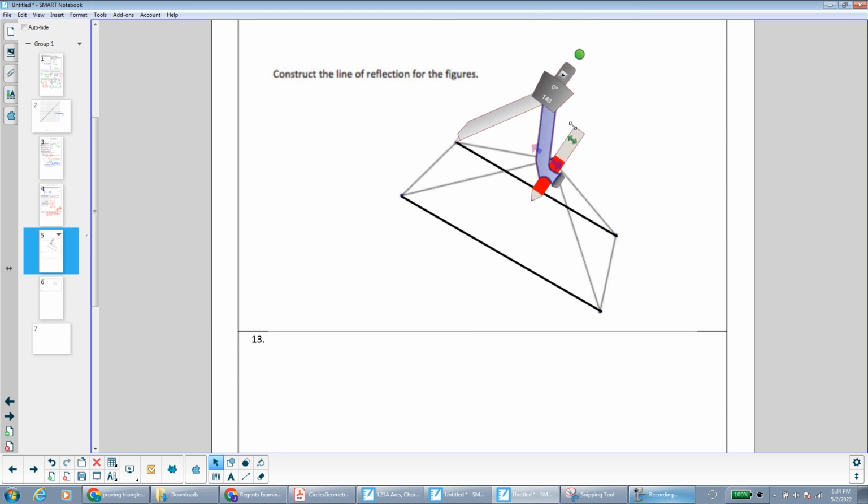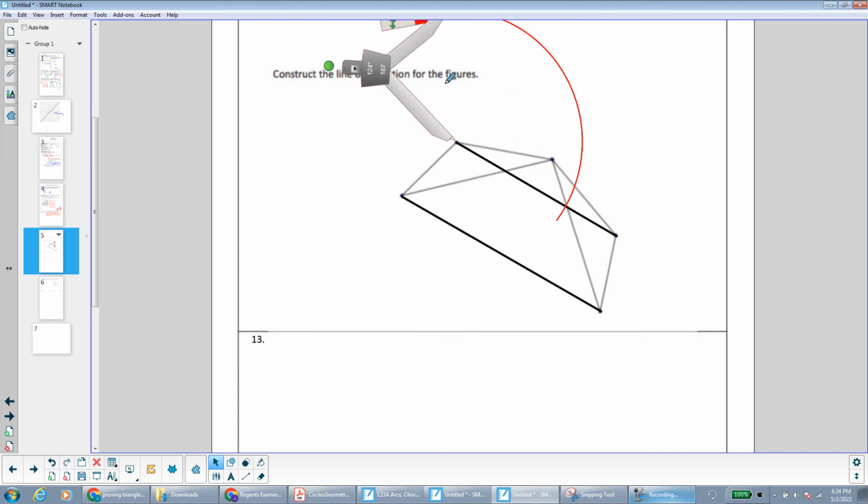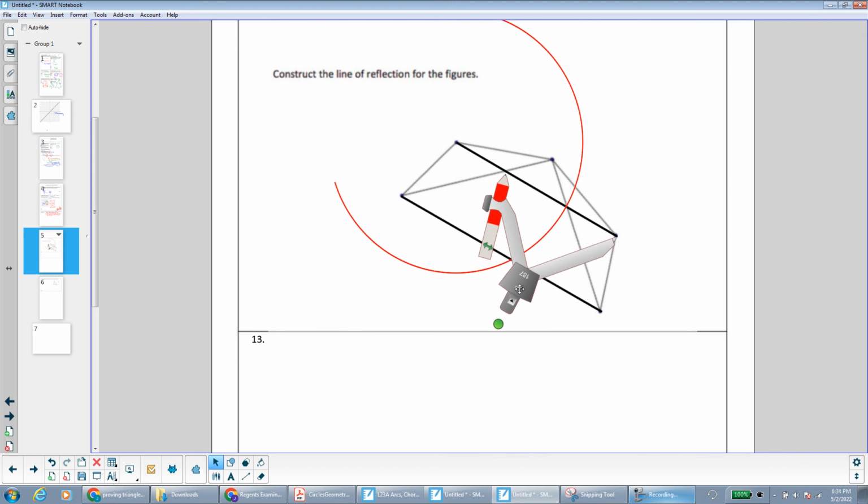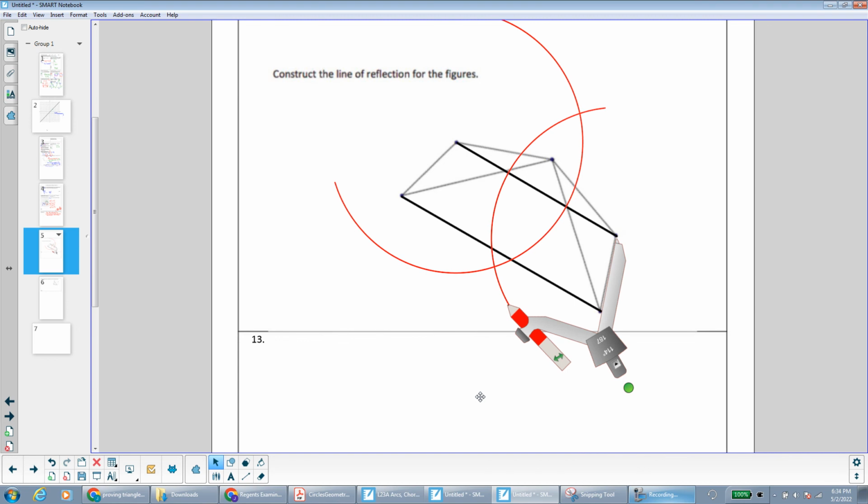So I'm going to open up to more than halfway down the line segment. The exact distance doesn't matter, just more than halfway. And I'm going to make my arc above and below. Then without changing my compass, I'm going to just move over to the other endpoint. And I'm just going to make the same arc above and below. And let me just dot those intersection points so I can see those clearly when I come back to it.